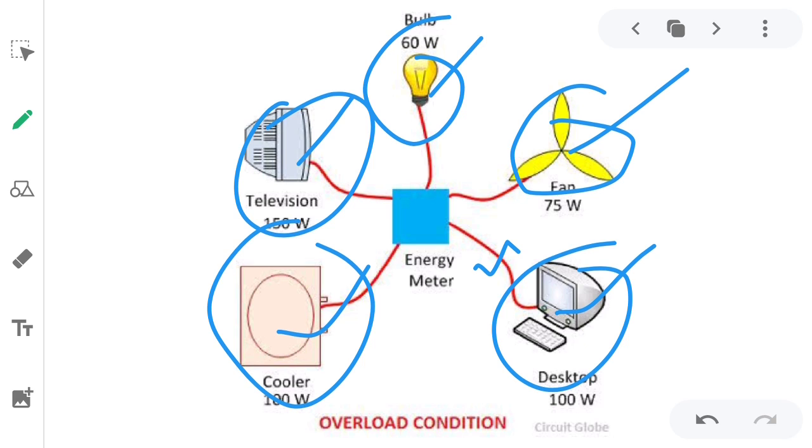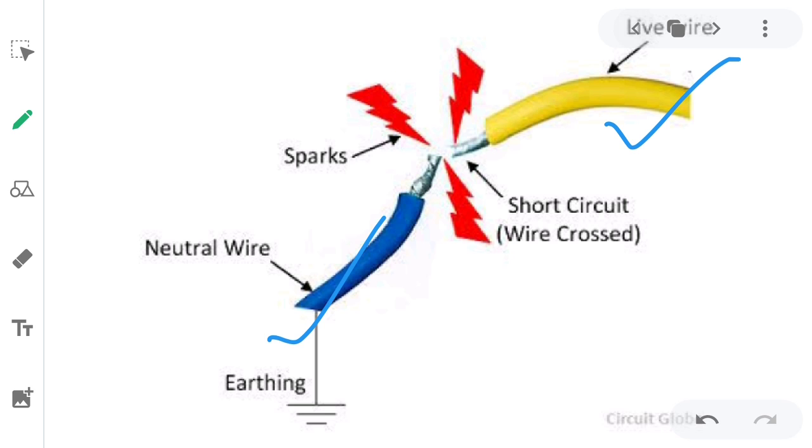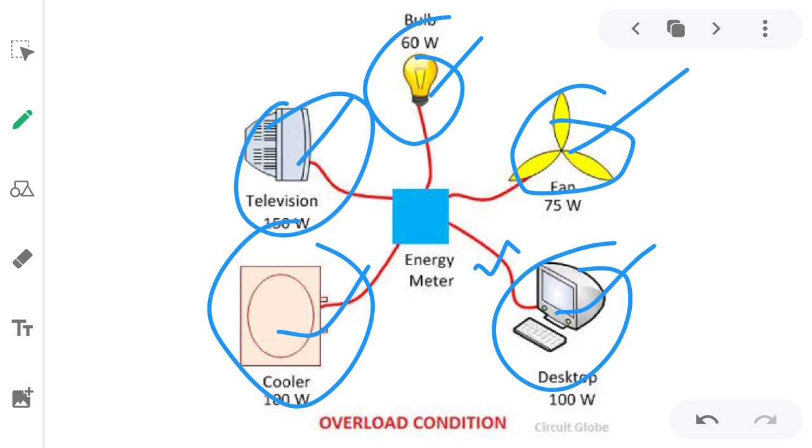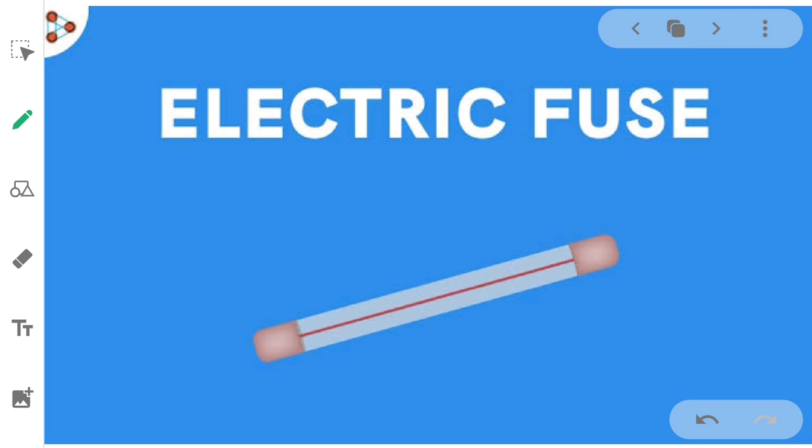So these two main problems are there in our home domestic wiring. First one is short circuiting, and second one is overloading. In these two conditions, a huge amount of current will flow through the wire, and that will burn the wire, and will burn the electrical appliances connected to that wire. So to protect our electrical appliances, we use a device called an electric fuse.